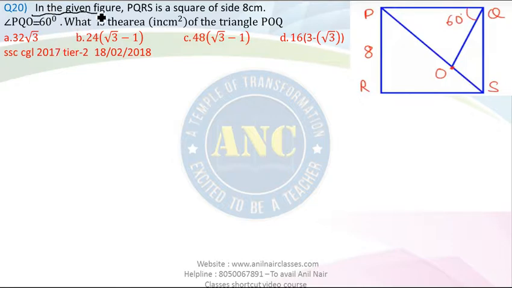In the given figure, PQRS is a square of side 8 centimeters. That means all the angles are 90 degrees. Angle P, angle Q, angle R, angle S, everything is 90. Square means all sides are equal. Every side is 8, 8, 8 and 8. Now that is point number 1. Point number 2 is angle PQO is 60.